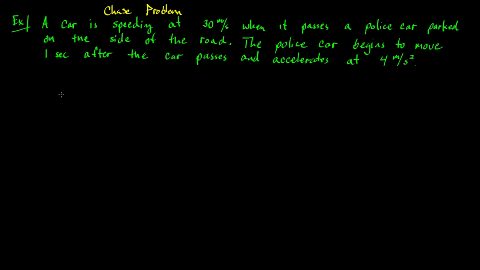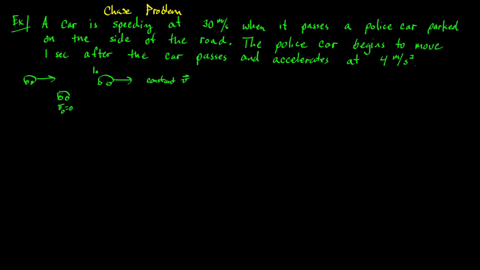Just thinking about this, the cop car is sitting on the side of the road at rest, with zero initial velocity, and then this other car comes flying by. After 1 second has passed, the car's over here somewhere, but he's moving, and we're going to assume he's speeding at 30 meters per second. We assume that the car is at constant velocity, that he just keeps moving at 30 meters per second.